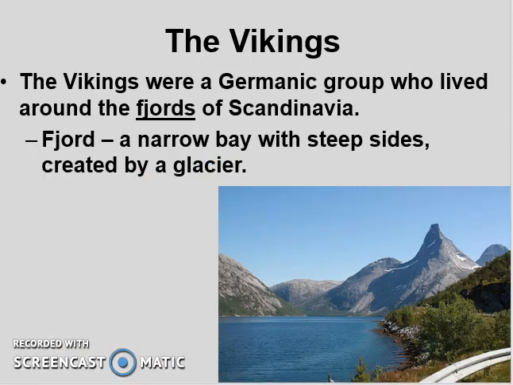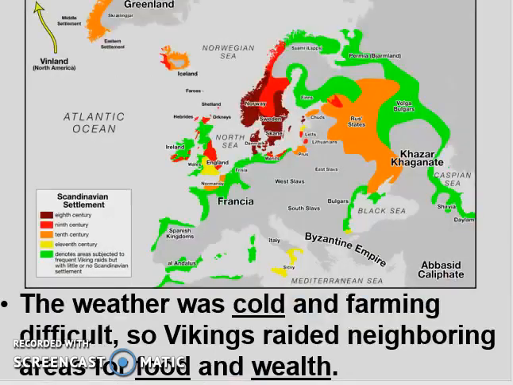The Vikings were a Germanic group who lived around the fjords of Scandinavia. A fjord is a narrow body of water with steep sides created by a glacier. The reason this is important is fjords make it very difficult for settling and for growing crops. Because they have steep sides and glaciers, there isn't a lot of farmland, and so they needed to move in order to find better farmland or a more stable food source.